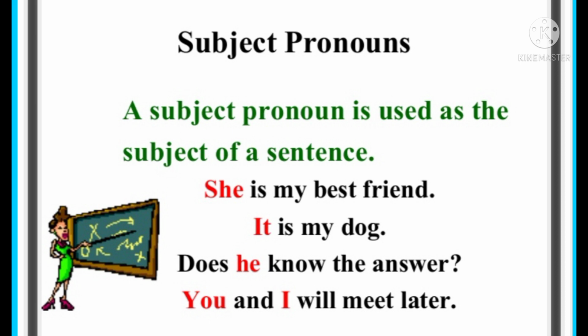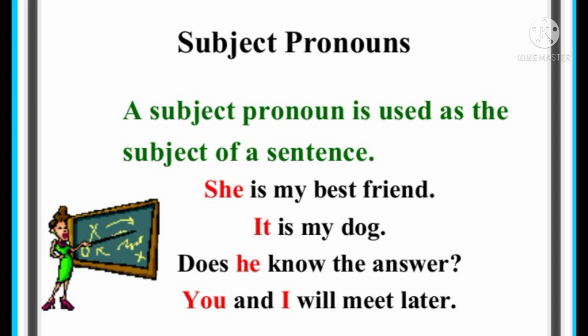Already we have seen this in the beginning. We'll see these examples. She is my best friend. See the structure. She is the subject, is is the verb, and my best friend is the complement. So it is used as the subject. When it is used in the place of the subject, it is called a subject pronoun. See the other examples too.